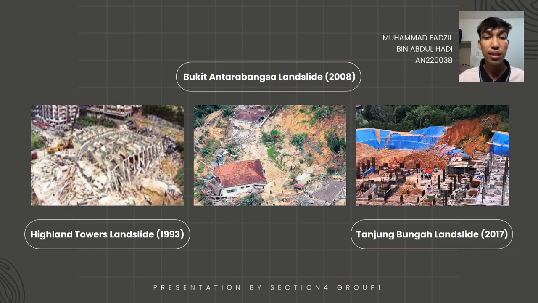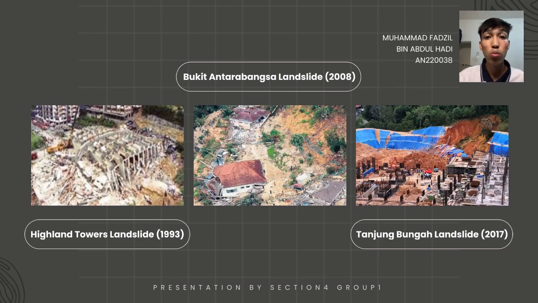Second is the Bukit Antarabangsa landslide of 2008, located in a residential area in Ampang, Selangor. This landslide occurred after a day of heavy rainfall. It caused the collapse of several houses and resulted in the loss of 5 lives. The incident prompted the government to conduct slope stability assessments and implement stricter regulations for hillside development.